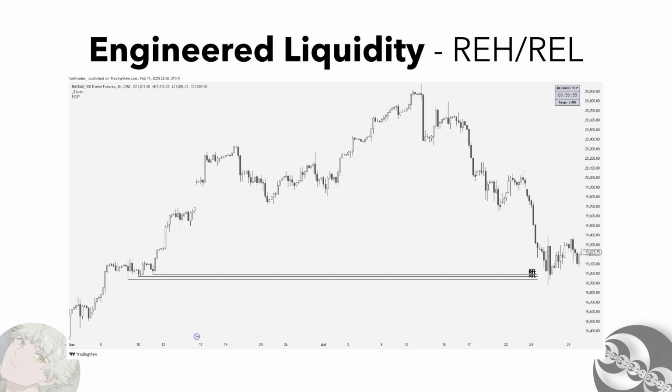The first type of engineered liquidity is relative equal highs or relative equal lows. These are when you have swing highs or swing lows that are relatively within the same price range. And since you have orders above or below all of them, they create an area where there is a bunch of liquidity compared to just singular swing points.